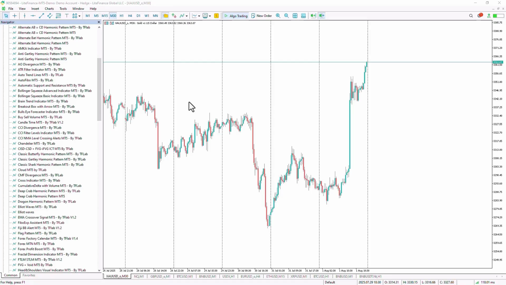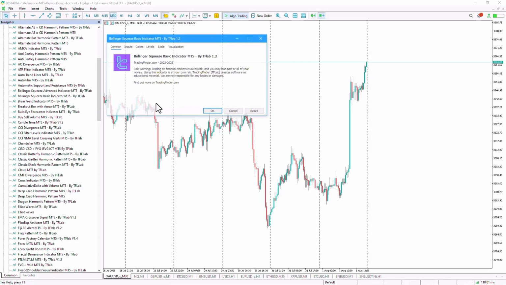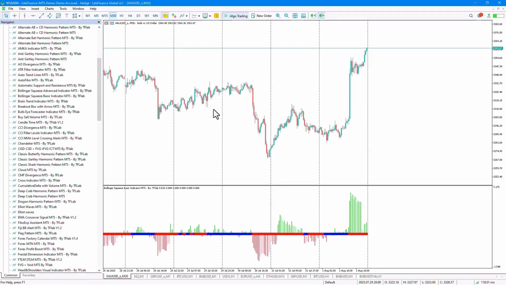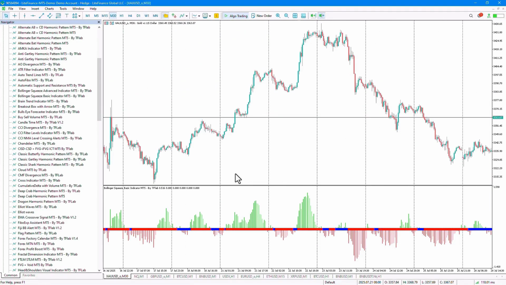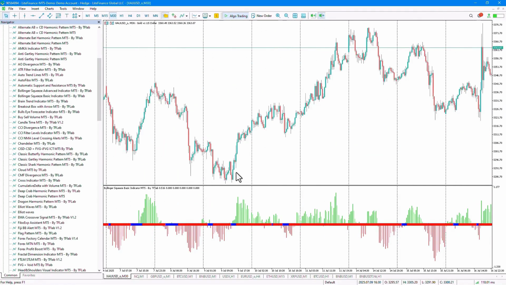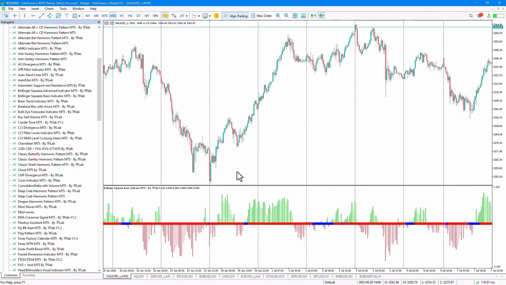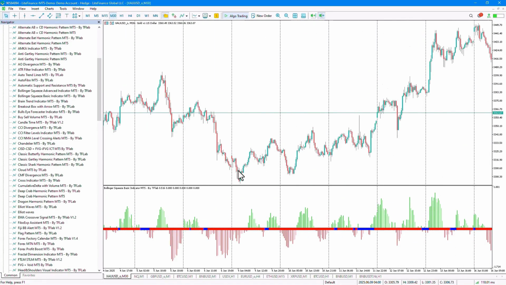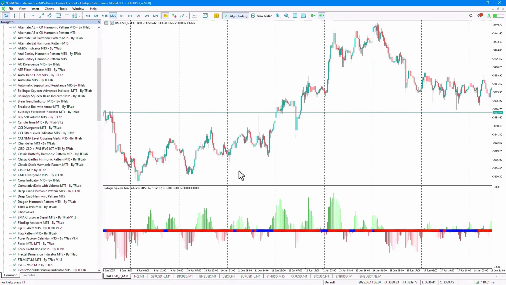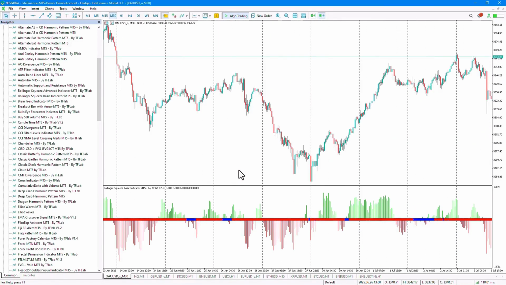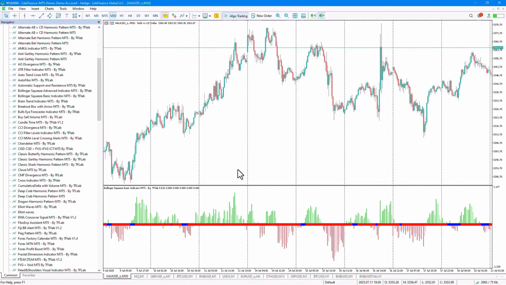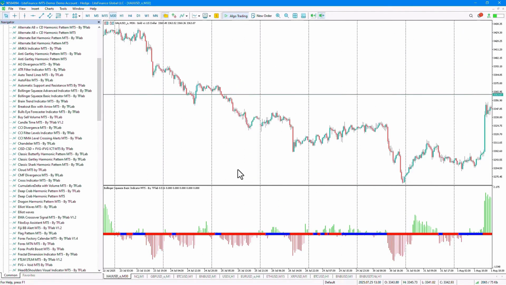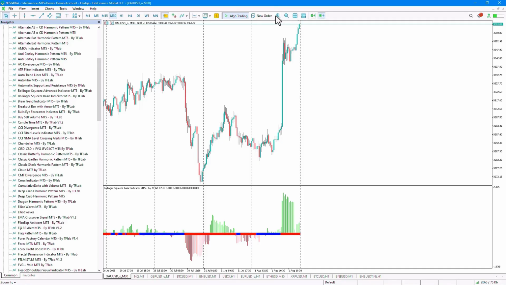From the Navigator section, select the indicator file and drag it onto the chart to run the indicator. Once the indicator is successfully applied to the chart, a distinct oscillator window will appear at the very bottom of the chart. The Bollinger Squeeze Basic indicator is an advanced and enhanced version of both the traditional Bollinger Bands and the momentum indicators, combined with the Keltner Channel. Based on its calculations, it generates clear buy and sell signals for us to utilize.